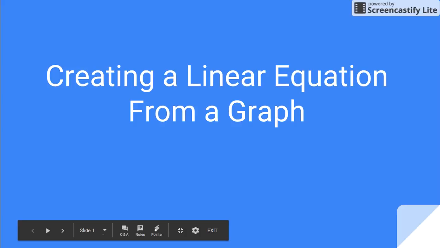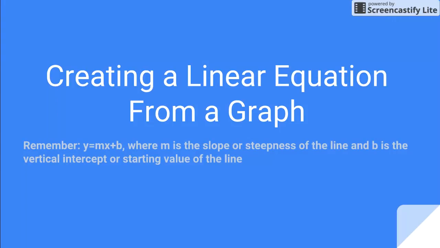Hello, welcome to our lesson on creating a linear equation from a graph. Reflecting back, remember that our structure for this equation is y = mx + b, where the letter m represents the slope, which we can think of as the steepness of the line, and b represents the vertical intercept, y-intercept, or starting value. We've used all those different terms to describe that point.